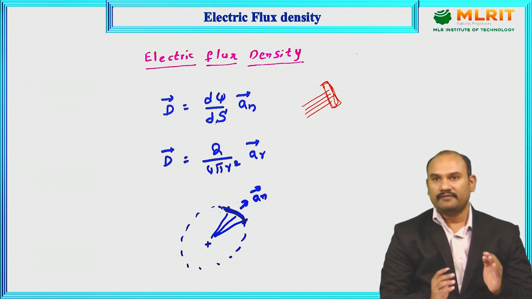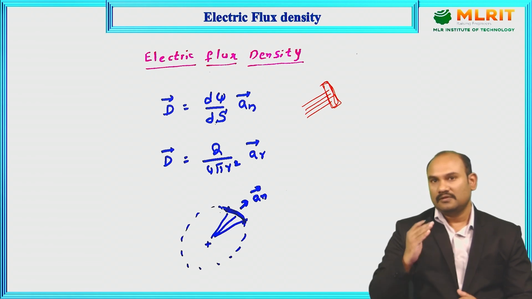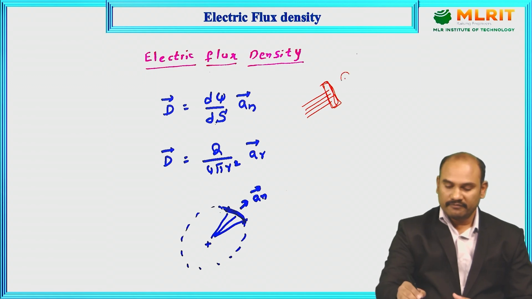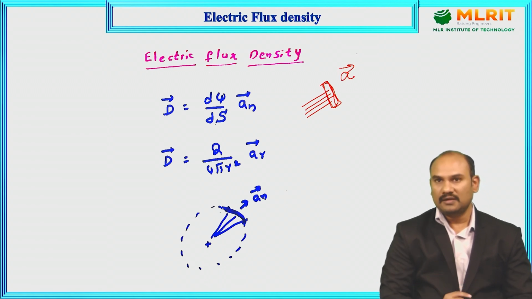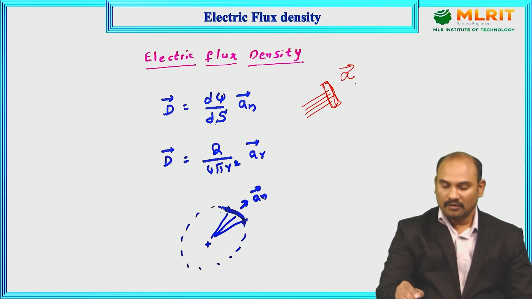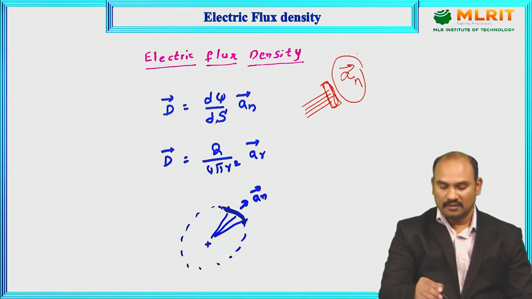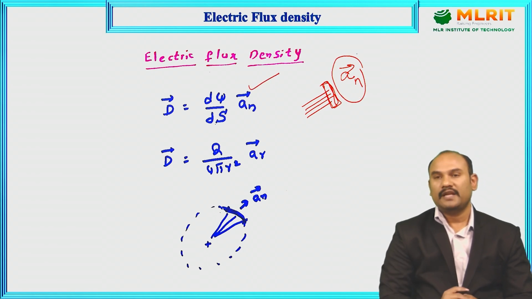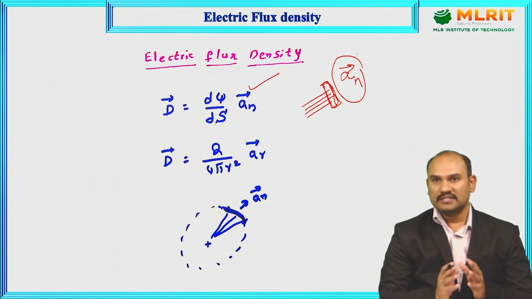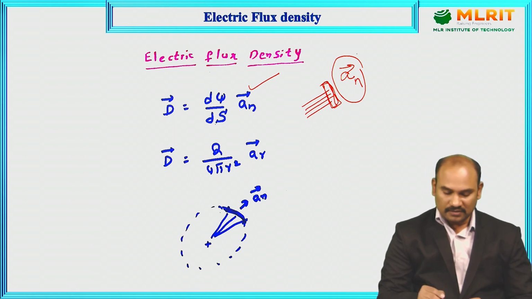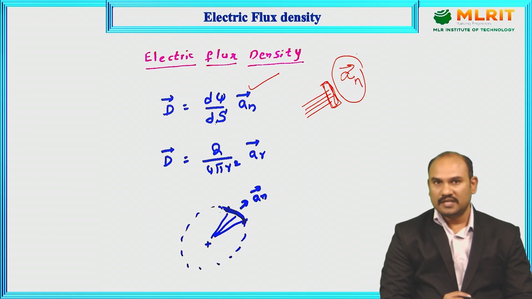Well, you know, you have tangential direction and normal direction. Normal means which is perpendicular to the direction of flow of flux. So for that we indicate a unit vector a bar n to indicate the direction along the normal direction. That is what you find here. So the direction of electric flux is normal. Why? Because what is electric flux density? The amount of electric flux crossing a unit surface area normally.